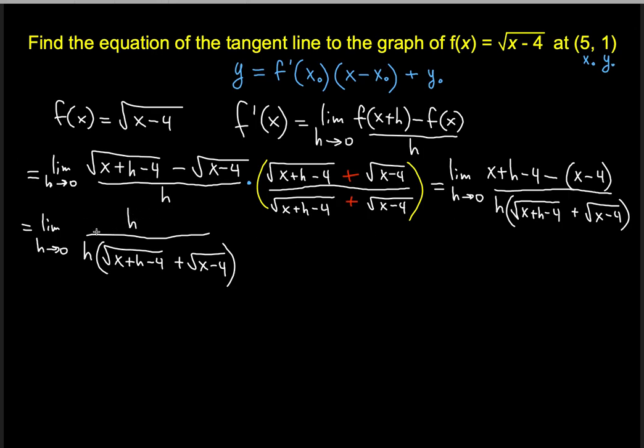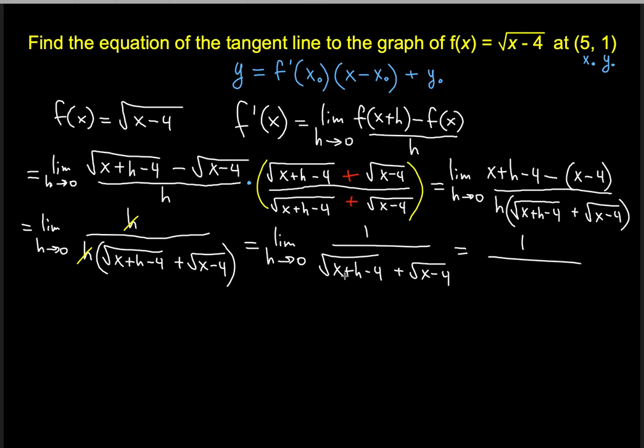And as you can see, h can be conveniently canceled out with this h, because this h is being multiplied to everything here. So as a result, what you have is just 1 on the top and all the square roots there that you're adding: square root of x plus h minus 4 plus square root of x minus 4. All right, and now guess what? If you evaluate the limit at h equal to 0, you will be successful.